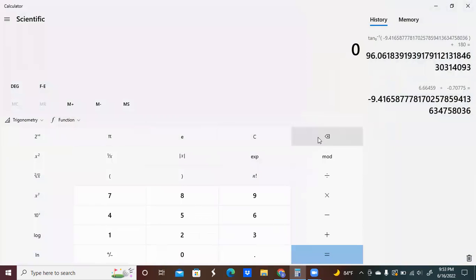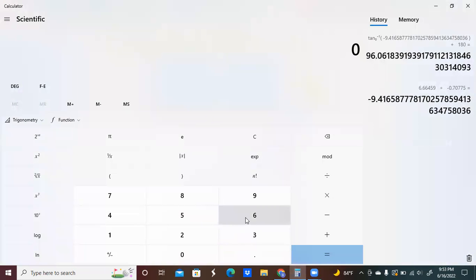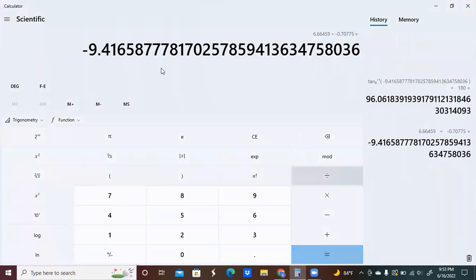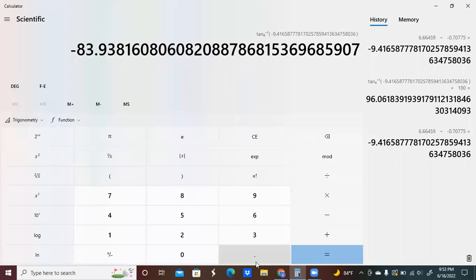So let's work through that step by step here. Let's try this again. 6.66459 divided by 0.70775. That needs to be negative. So we've got that. And let me pull this down a little bit so you can see that. And now I'm going to use the trigonometric function. If I use the inverse tangent, I find out that that is 83.93.